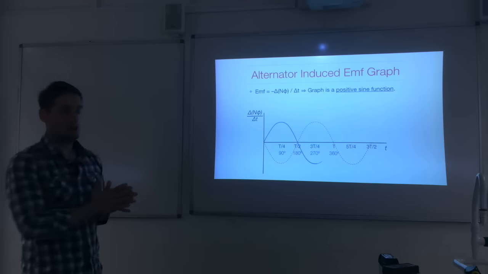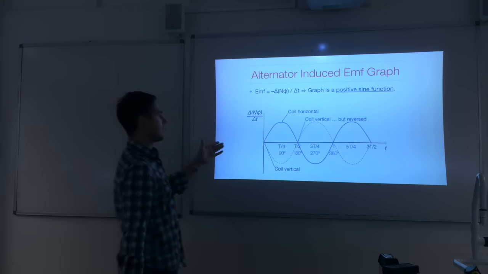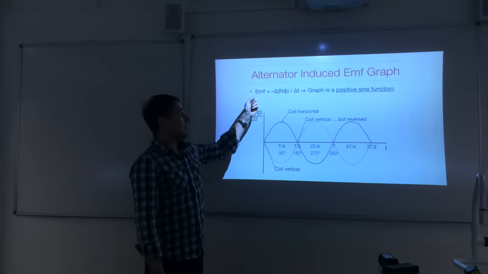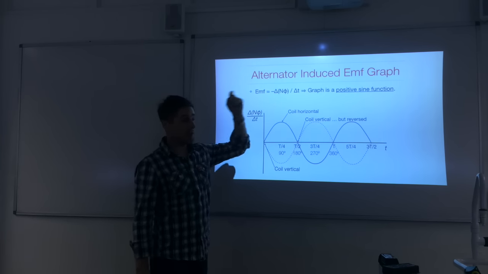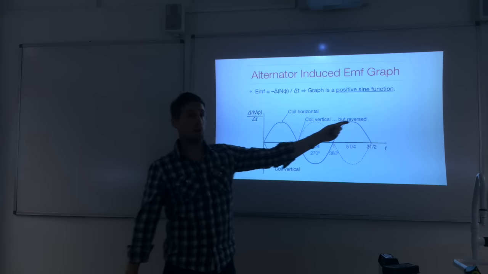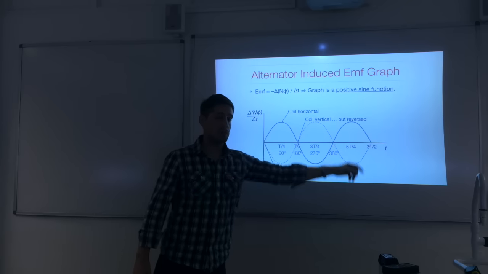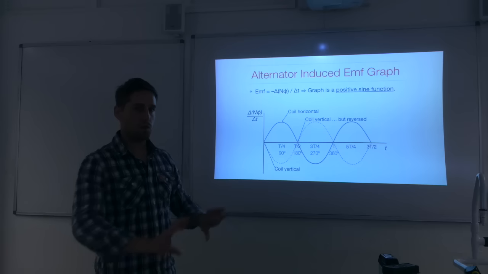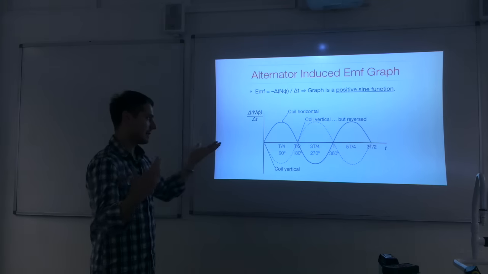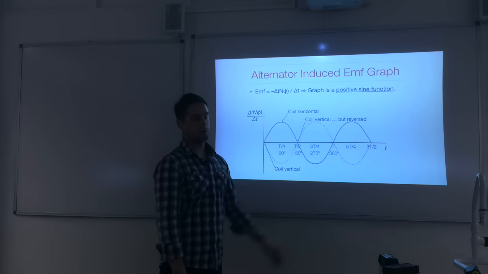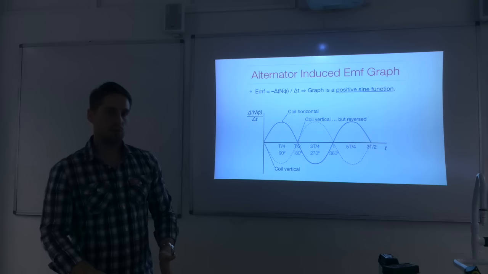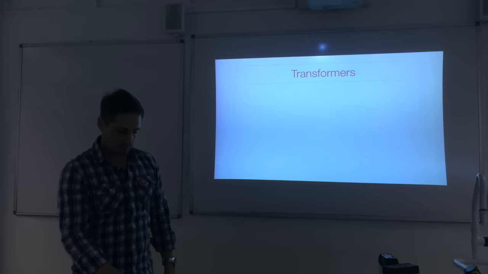Right, the induced EMF graph is this. The induced EMF is equal to the negative rate of change of flux linkage, so therefore it's a positive sine function. There's my positive sine function there. So it's just flipped it in the x-axis. Okay? Coil is vertical, horizontal, vertical. Alright, so those are the 3 graphs for the AC alternator.